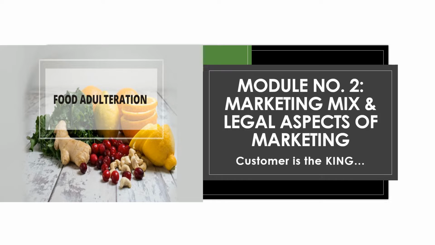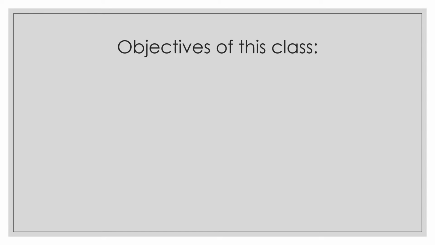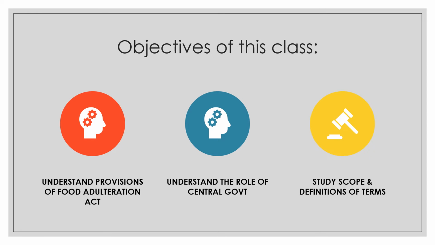Under module number 2, we are going to cover the Food Adulteration Act. We shall set the objectives of the class. We are going to understand the provisions covered in the Food Adulteration Act. We understand the role of the central government in making rules. We study the scope of the act and the definitions of terms given by the Food Adulteration Act.